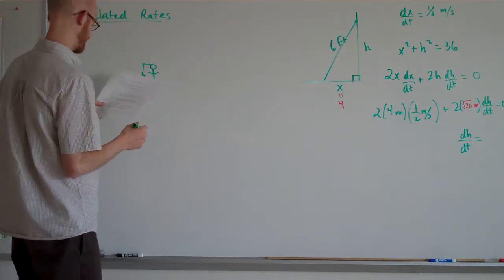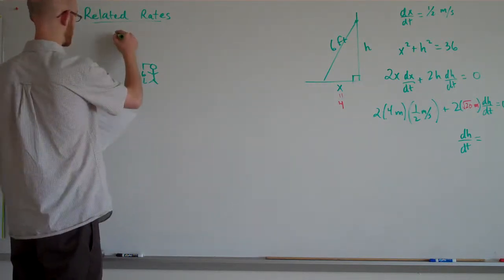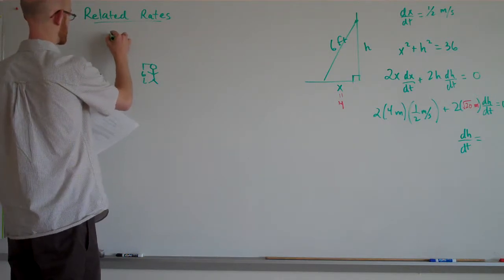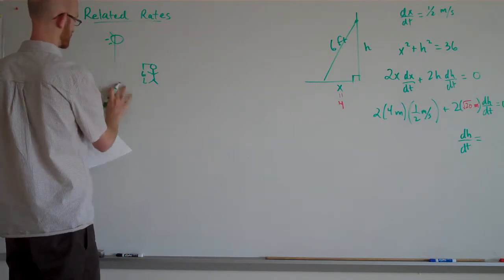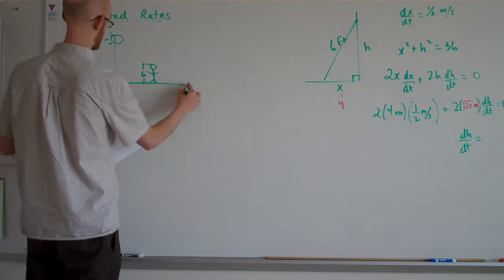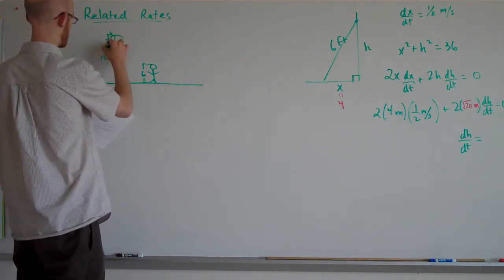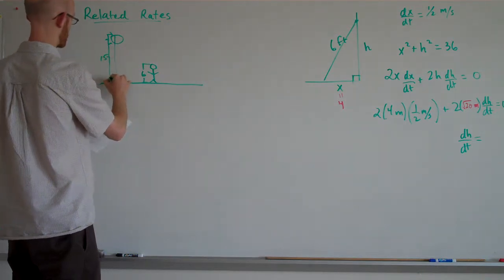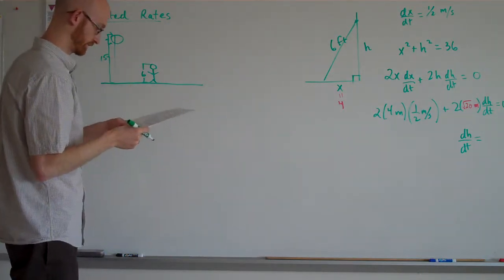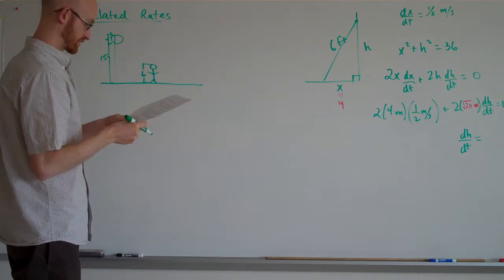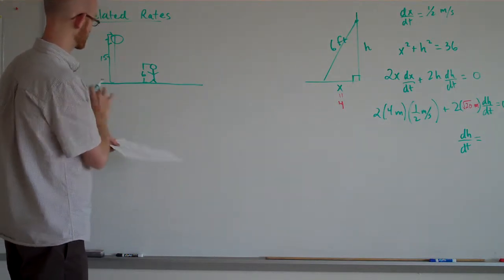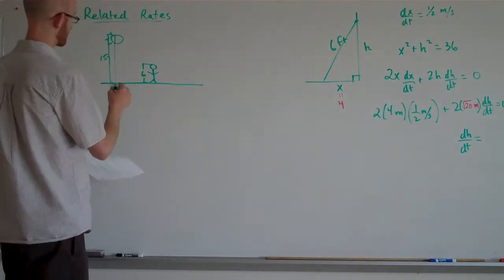And they walk away at a rate of 5 meters per second from a light post, and this is our light post that's supposed to be in the same ground. And this thing is 15 feet tall. Suppose the person is 10 feet from the post, and find this stuff here.